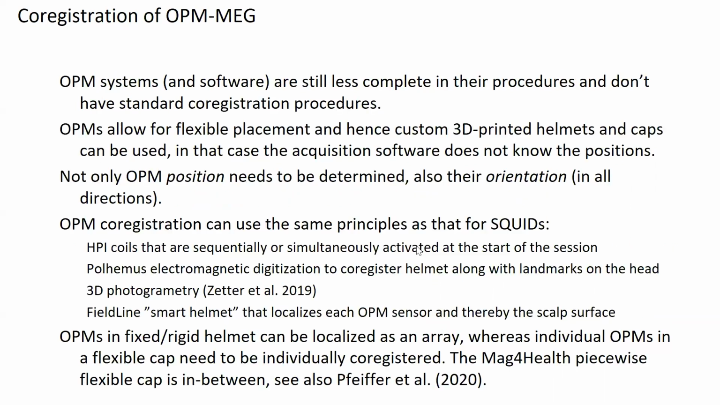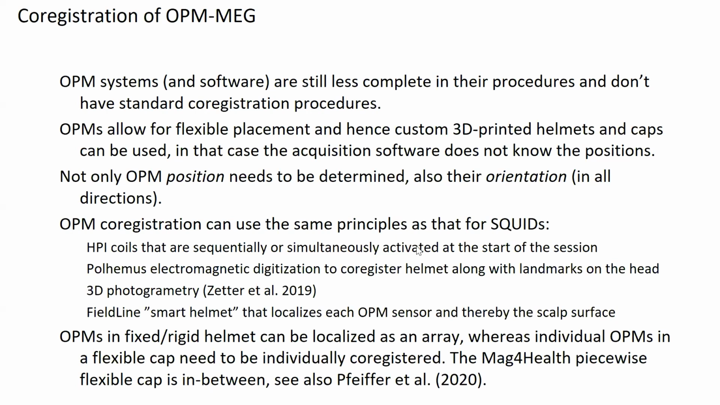In OPM systems and in OPM software, these procedures are still less complete. Given the flexibility that we have with OPM systems, there's also not really one standard that all the systems are using. OPMs allow for flexible placements, custom 3D printed helmets and caps. And in that case, the acquisition software actually doesn't even know the position of its sensors to start with. And it's important to realize that not only the OPM position needs to be determined, but also its orientation in space, so it's multiple axes.